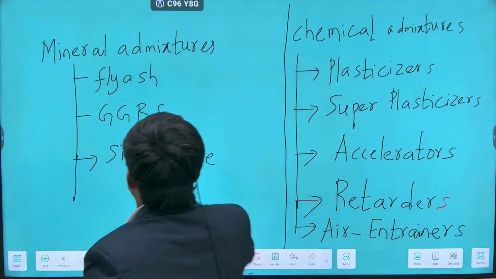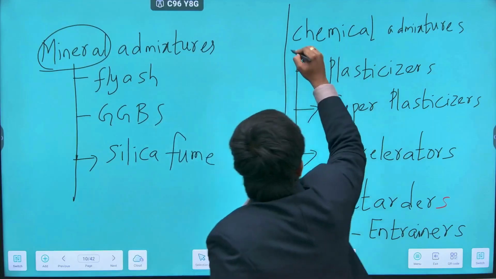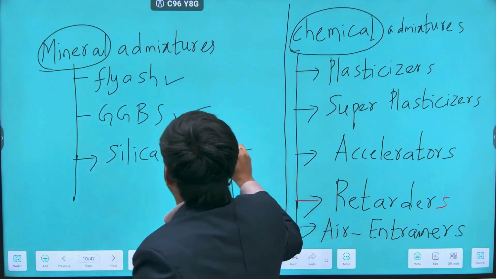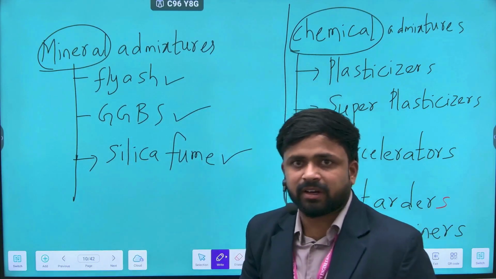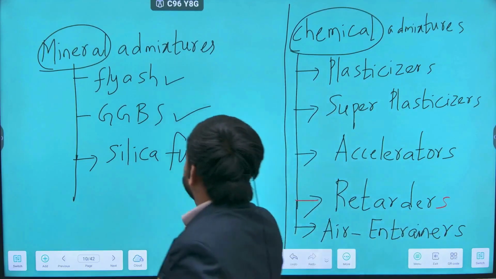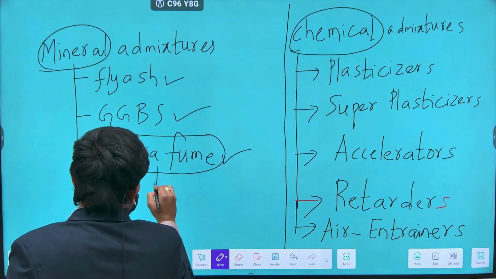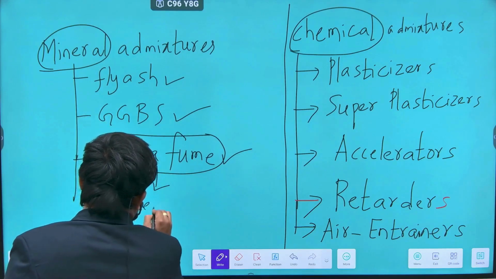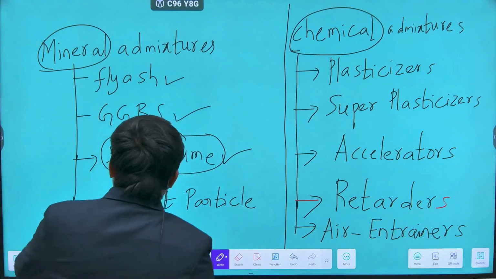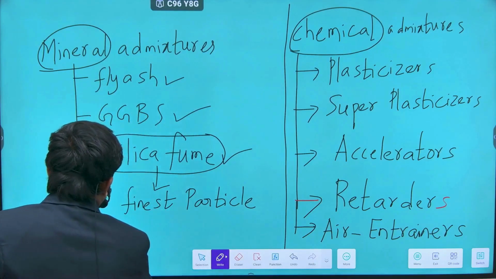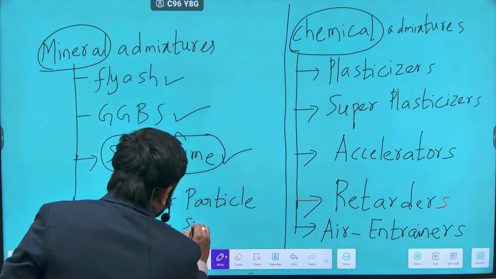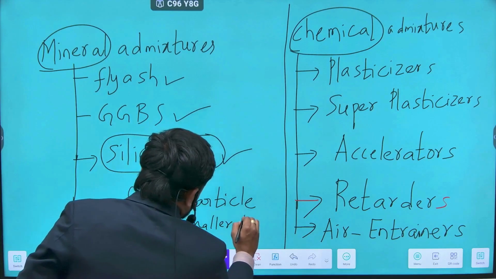Okay. I have discussed mineral admixtures and chemical admixtures. I have discussed fly ash, GGBS, silica fume. These all are byproducts from different large-scale industries: thermal, coal, and steel industries. And here, silica fume has the finest particles among all of these. It is literally 100 times smaller than fly ash.